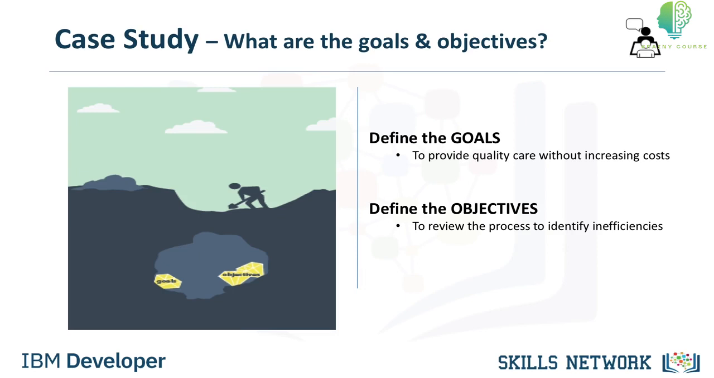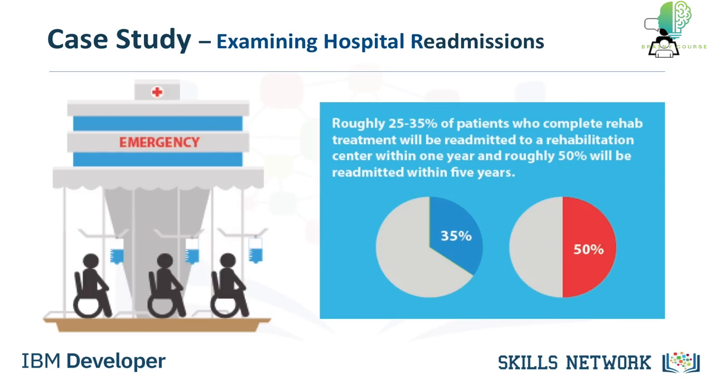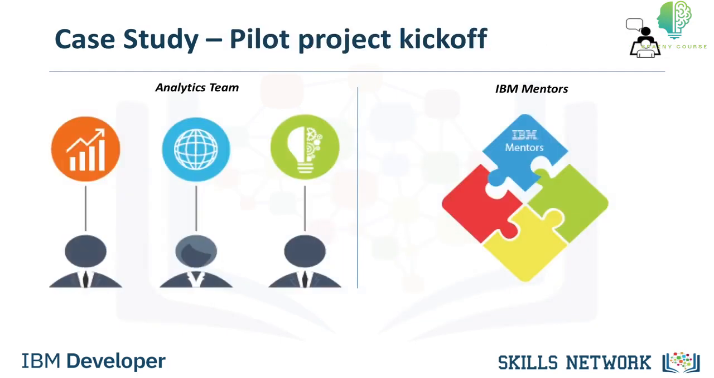With the goals and objectives in mind, it was found that approximately 30% of individuals who finish rehab treatment would be readmitted to a rehab center within 1 year, and that 50% would be readmitted within 5 years. After reviewing some records, it was discovered that the patients with congestive heart failure were at the top of the readmission list. It was further determined that a decision tree model could be applied to review the scenario to determine why this was occurring. To gain the business understanding that would guide the analytics team in formulating and performing their first project, the IBM data scientists proposed and delivered an on-site workshop to kick things off.